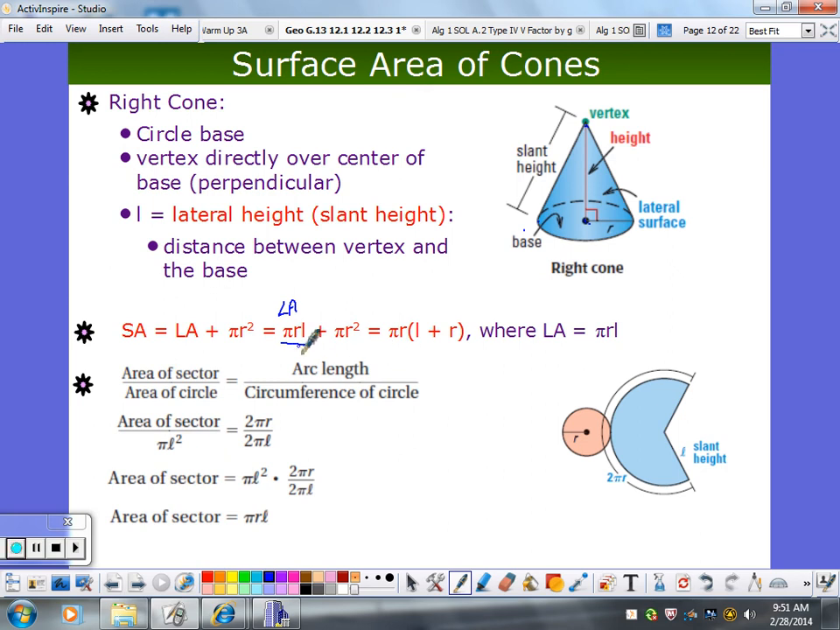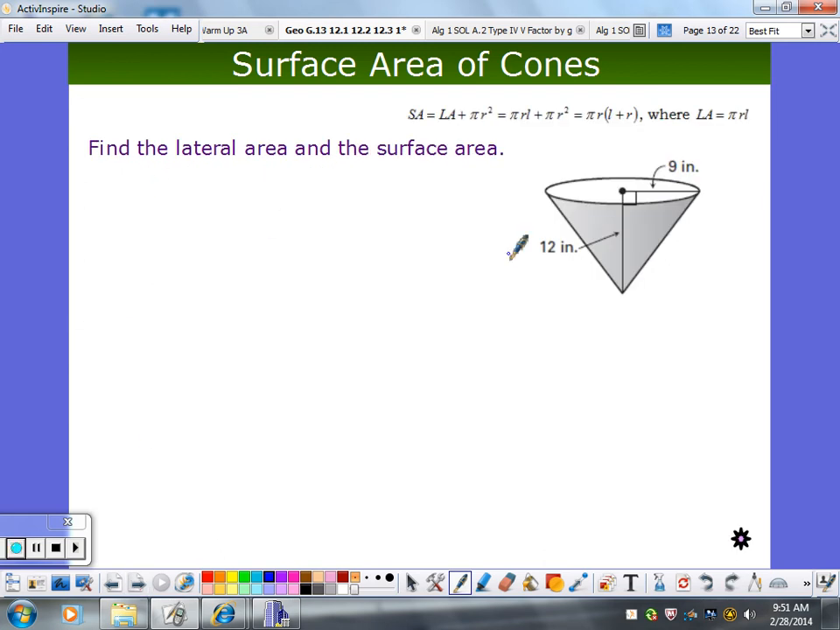They don't simplify for you. I recommend doing it. Factor out the pi r, and you're left with L plus r. I think that would make it a little easier. So if I'm going to try and find the lateral area and the surface area, lateral area is pi r L, and surface area is the lateral area plus the pi r squared circle base. So this is just the ice cream cone part.